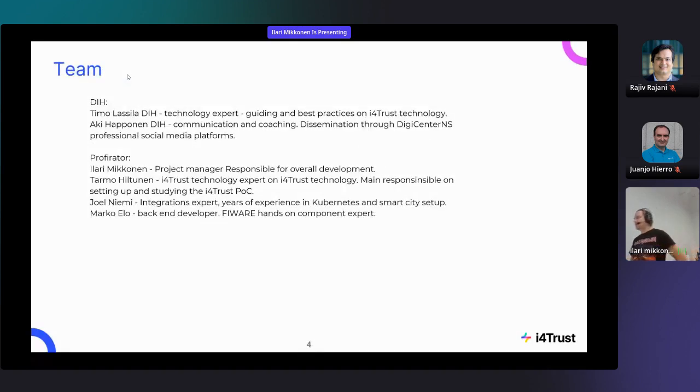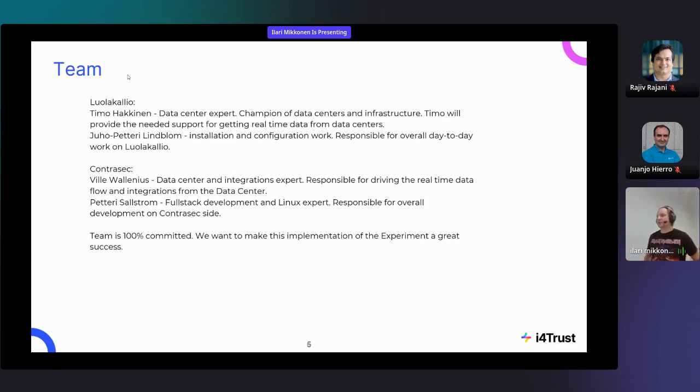Shortly about the team. We have a DIH from Savonia, so they are doing the technical mentoring and helping us with the technology. Then Profirator is the company where I'm from, and we are the technology experts on this. We provide the tech and help the other stakeholders to execute their job. The other two stakeholders, most importantly, are Luola and Controsec, which are actually data centers. So the idea is that we install the technical enablers into the data center and experiment first with the two data centers, Luola and Controsec. We exchange the operational data between the two data centers. And once we are sure that everything works with these two, then we will expand this.